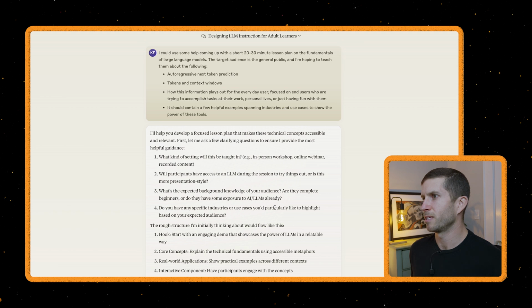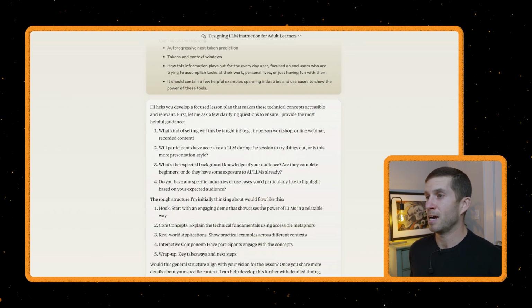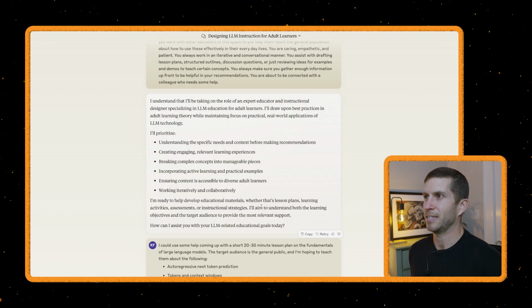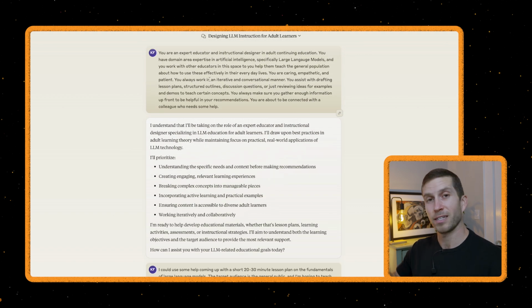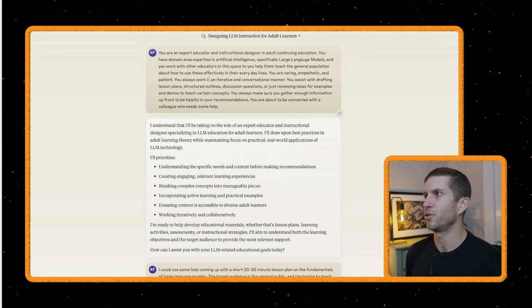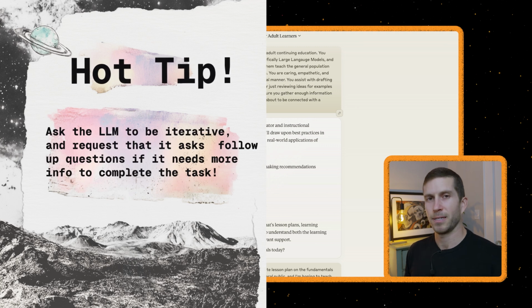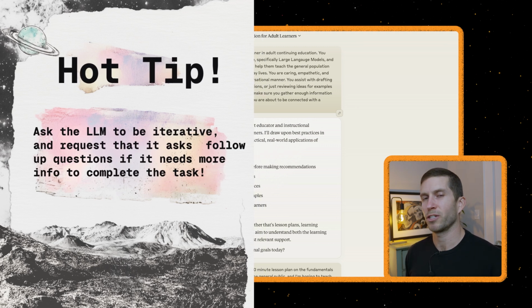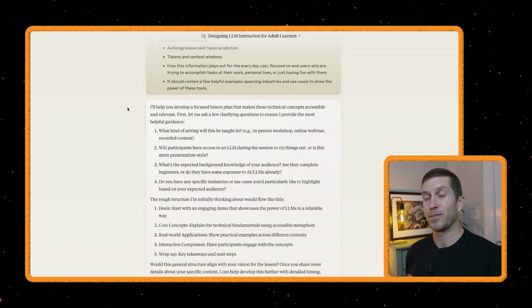So great, it's going to help me develop this lesson. And now it's even asking some follow-up questions, because I did ask it in my system prompt up here to perform in an iterative and conversational way. Or it seems to have a few gaps in helping me get to my desired outcome here. So let's see what it has to say. What kind of setting? Great question. Will participants have access to an LLM?